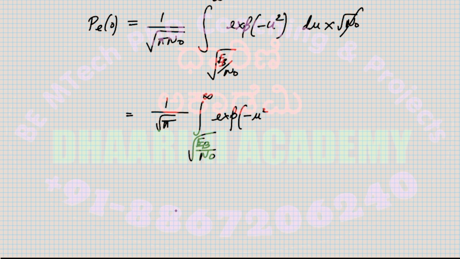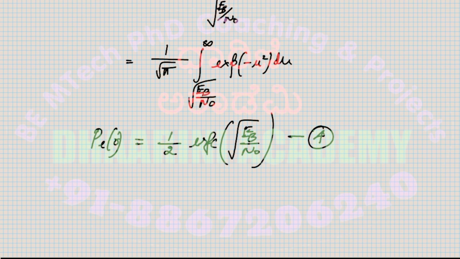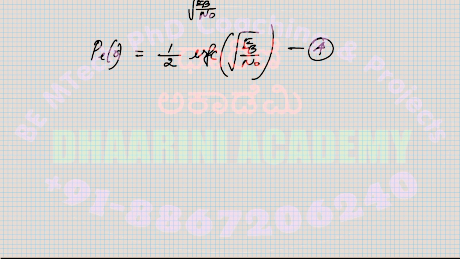This is again a very standard error function. So this is half erfc of root of Eb by n naught. That's what you get for the probability of error when 0 was sent. Okay, I think we can call this equation number 4, very similar to this. Now I need to do the calculation for the transmitted symbol being 1.